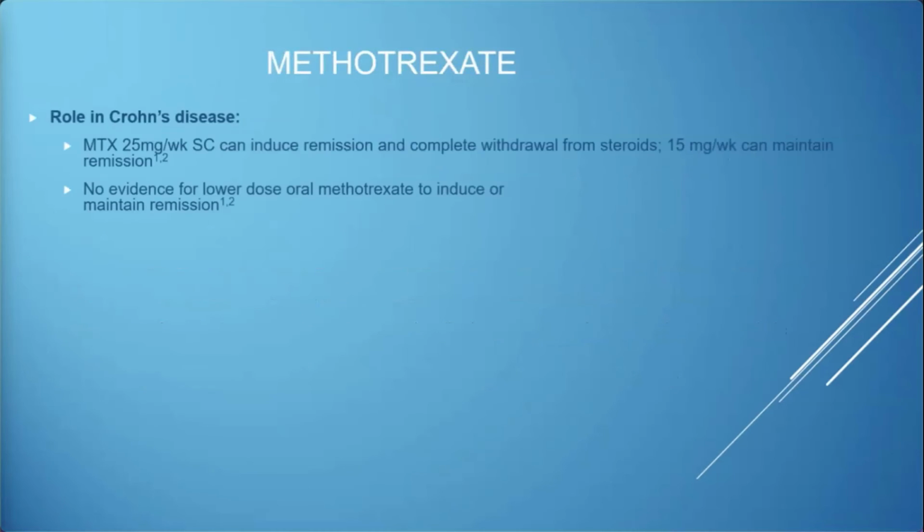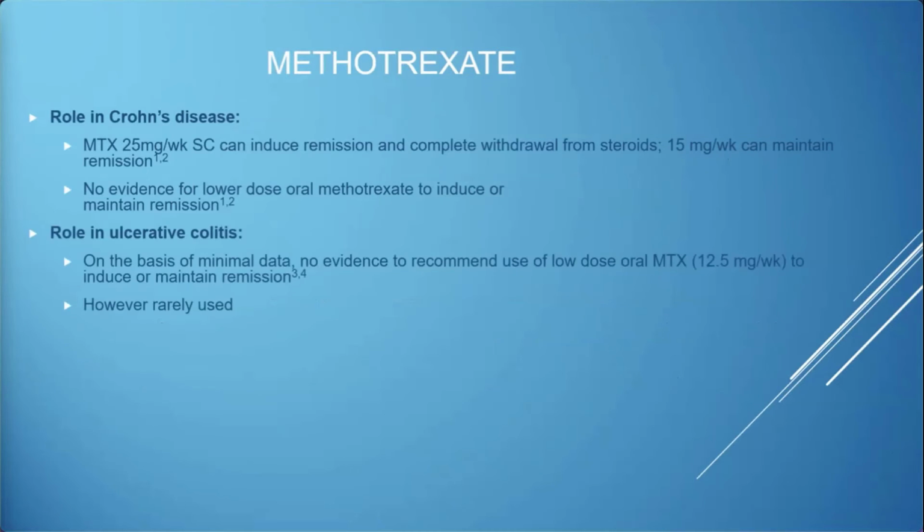Methotrexate, its role in Crohn's disease. It's usually prescribed at 25 milligrams per week as a subcut, and it can induce remission and complete withdrawal from steroids. 15 milligrams can maintain remission. No evidence for lower oral dose methotrexate to induce or maintain remission.